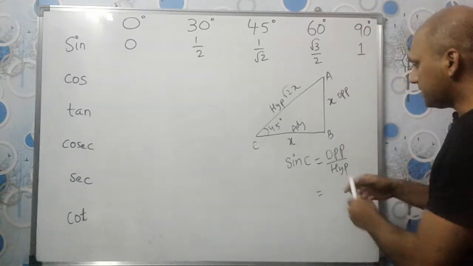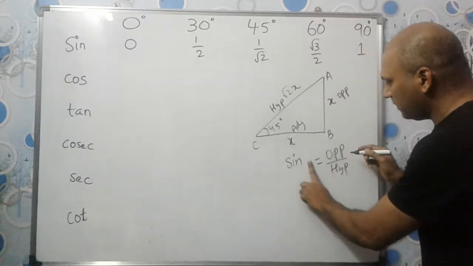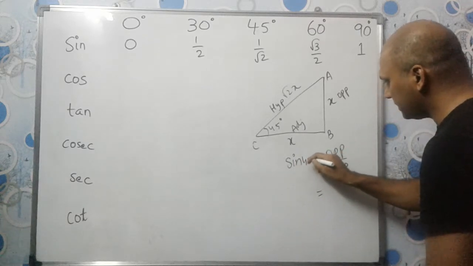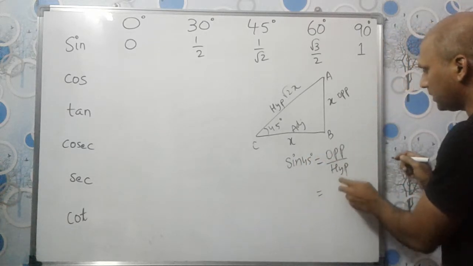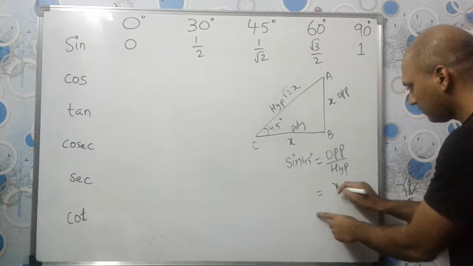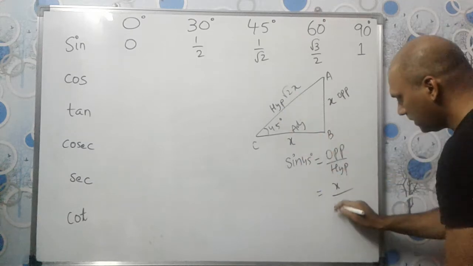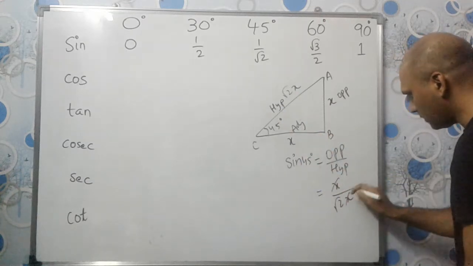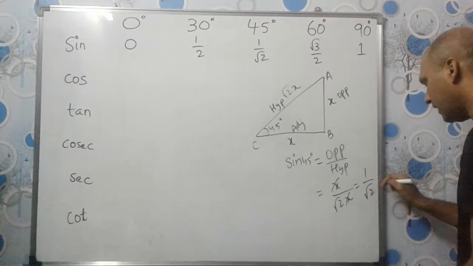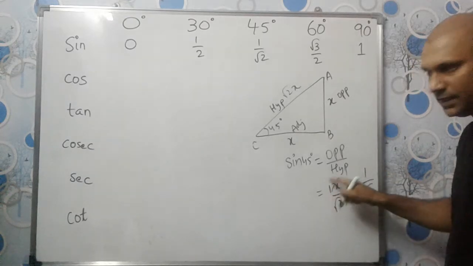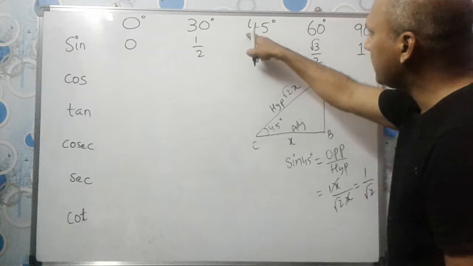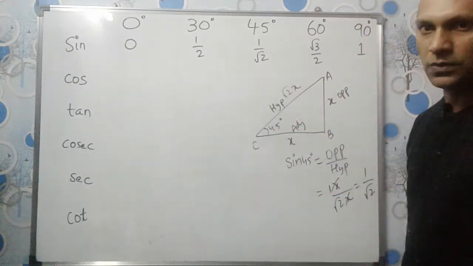Now, sine C. Sine C is 45 degrees, so let us write 45 degrees here. Opposite by hypotenuse. What is opposite? x, divided by hypotenuse, root 2 x. So x will get cancelled. What do we have? 1 by root 2. If nothing is there, it is 1 there. So it is 1 by root 2. So that's why we have sine 45 as 1 by root 2.